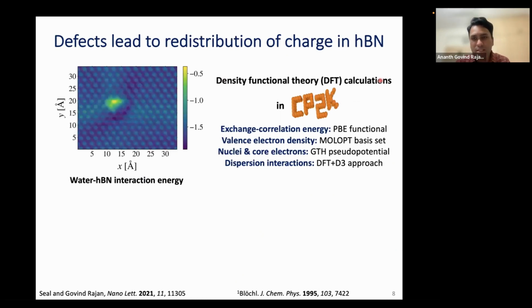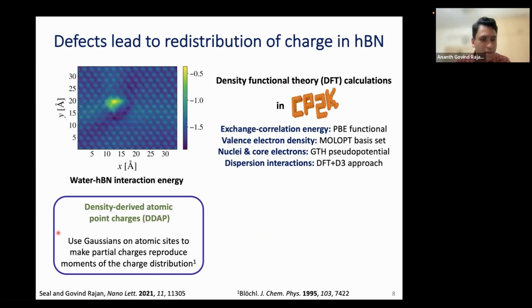And for this, we did density functional theory calculations in the CP2K package. And we used a scheme known as density derived atomic point charges developed by Blöchl, wherein Gaussians are used at the atomic sites to make the partial charges reproduce the moments of the actual charge distribution. And through this, you're able to reproduce the long range electrostatic potential of the material, right?